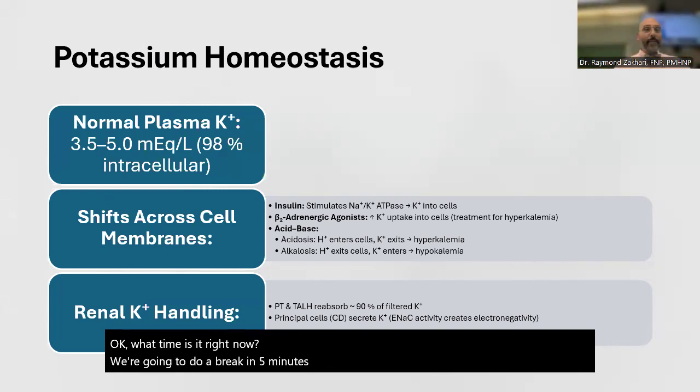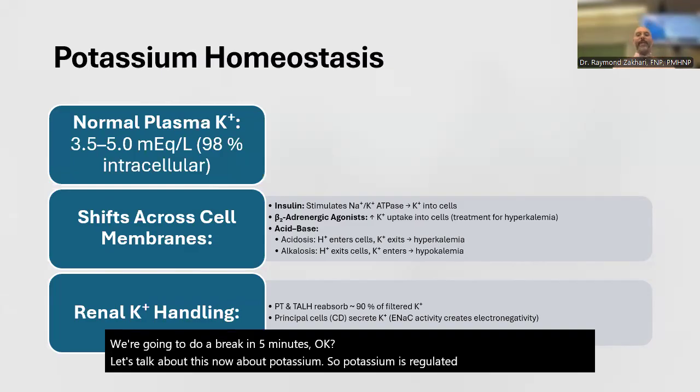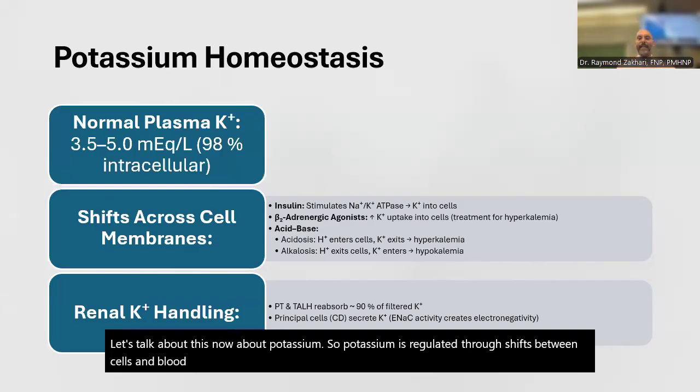Okay. Let's talk about this now, about potassium. So potassium is regulated through shifts between cells and blood through the kidneys. Too high and too low will cause you many problems. Normal plasma is anywhere from 3.5 to 5. Potassium is an intracellular electrolyte.